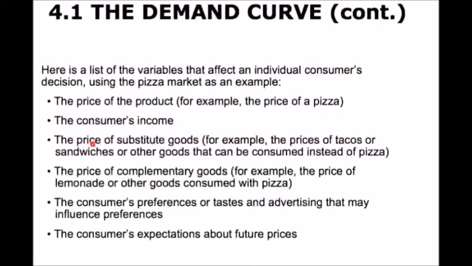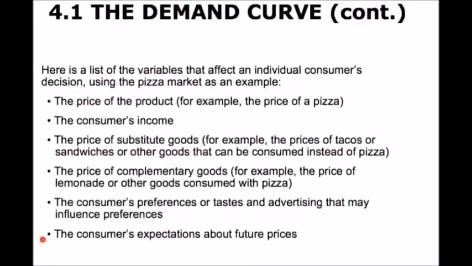Another important variable is the price of substitute goods. Suppose the price of tacos or the price of sandwiches changes. Well, if there's a significant increase in the price of sandwiches, then we might buy fewer sandwiches and hence more pizza. So the price of substitutes also affects how much pizza you want to buy, as well as the price of complementary goods, or goods that go with pizza. The example we have here is the price of lemonade. If the price of lemonade goes down and you really like to have lemonade with your pizza, then you might be willing to buy more pizza even at the same price.